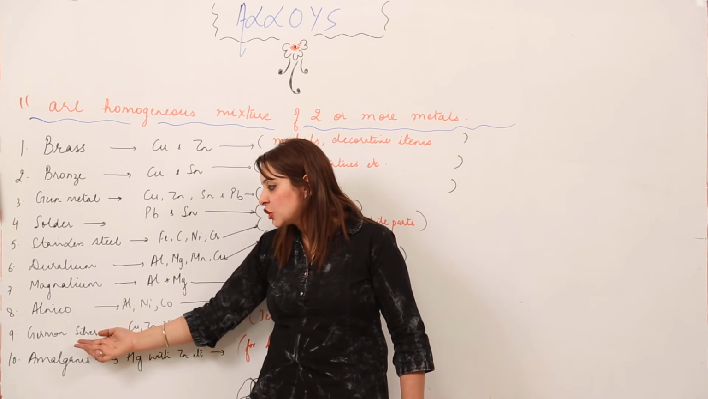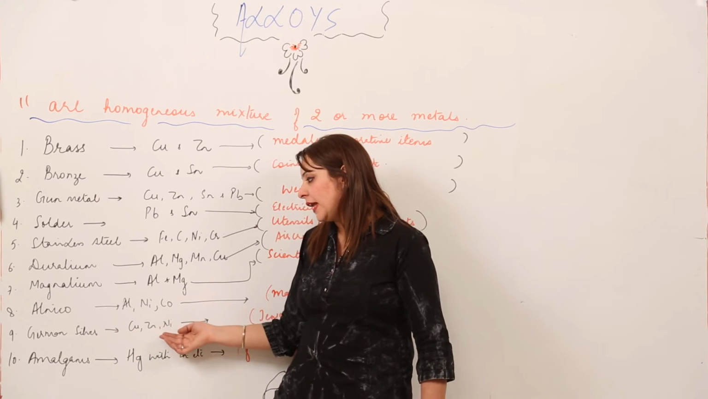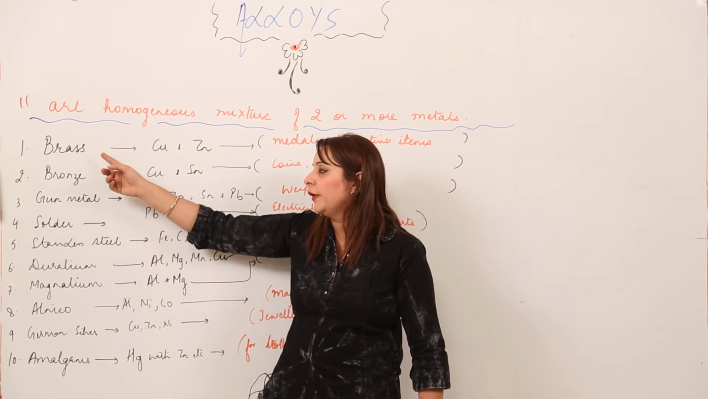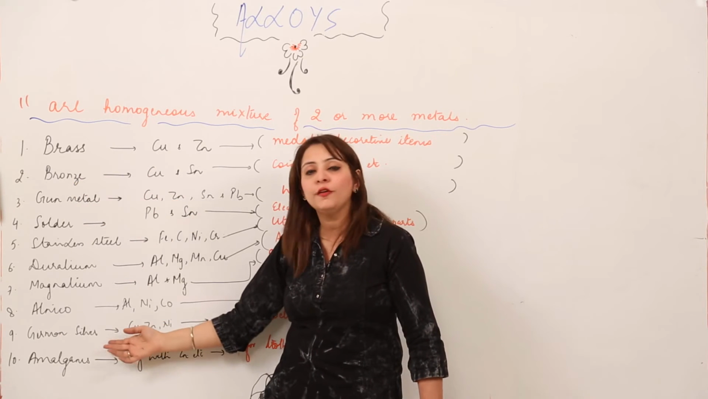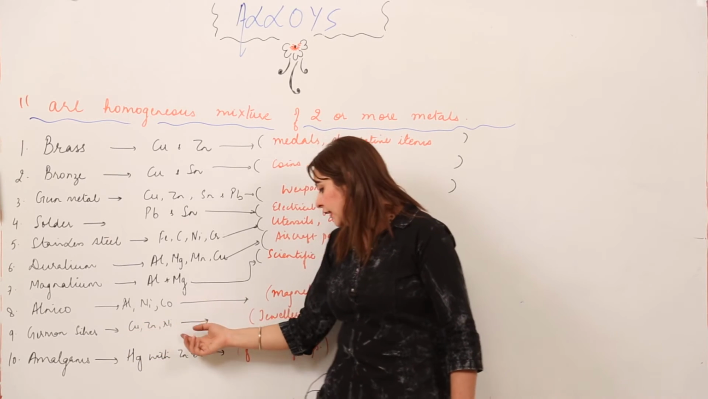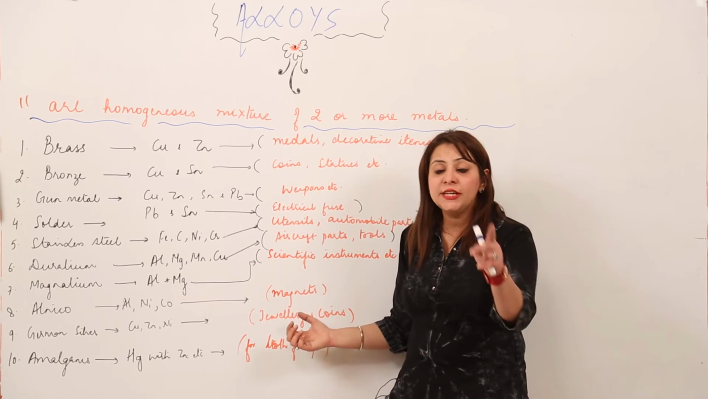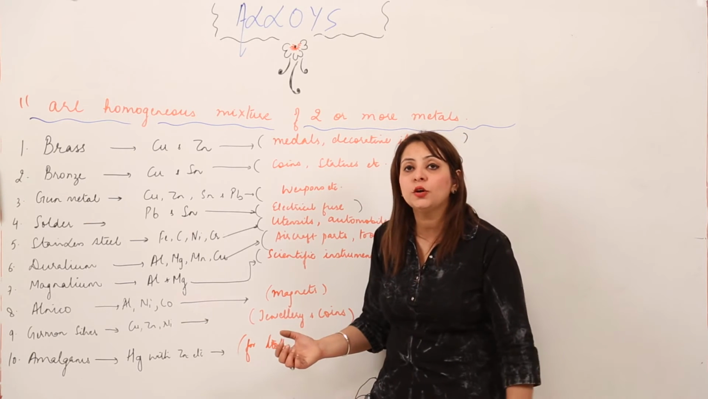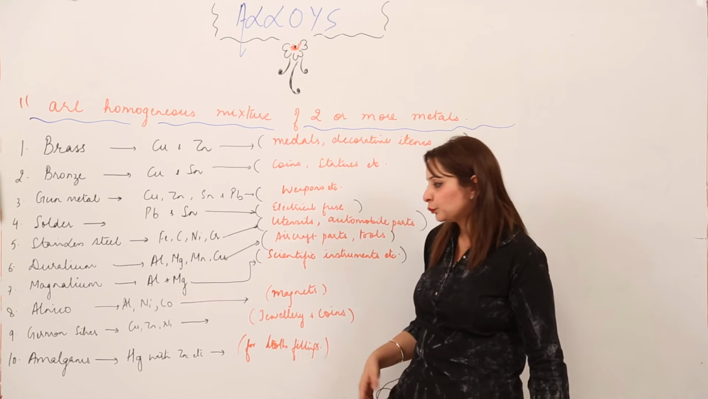The next alloy we have is German silver. German silver is made up of copper, zinc and nickel. Again it is an alloy of copper. As we have alloys of copper, brass, bronze and gunmetal, the fourth alloy of copper is German silver, in which copper is mixed with zinc and nickel. It is used in making coins and jewelry. So see, two copper alloys are used in making coins: one is bronze and the other is German silver.